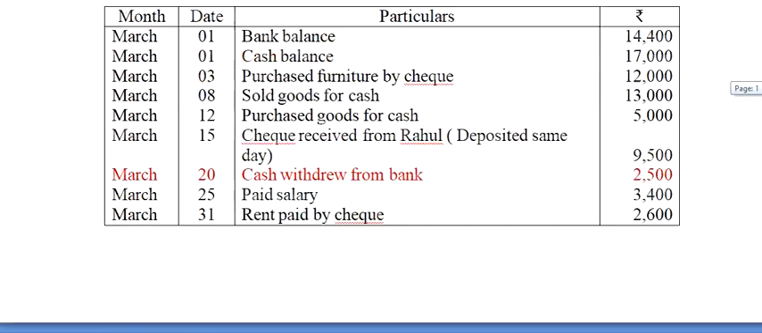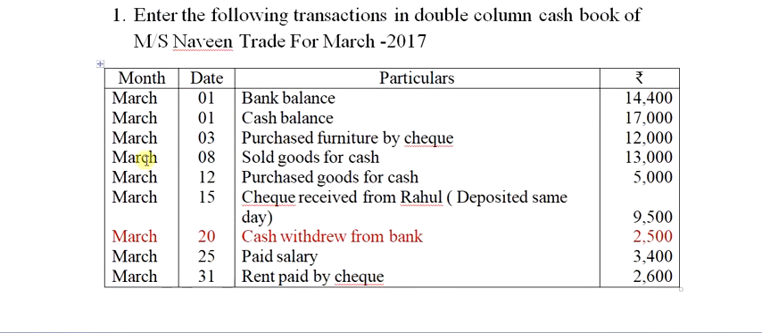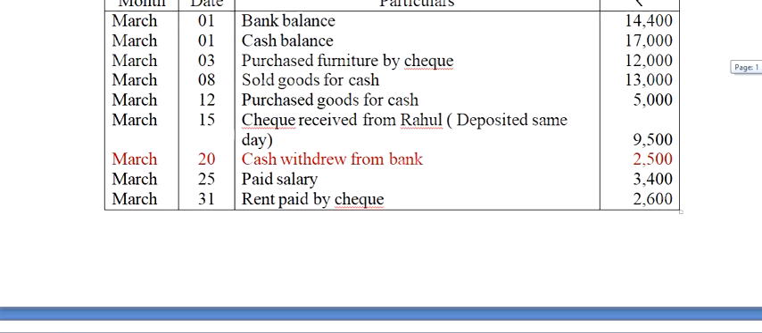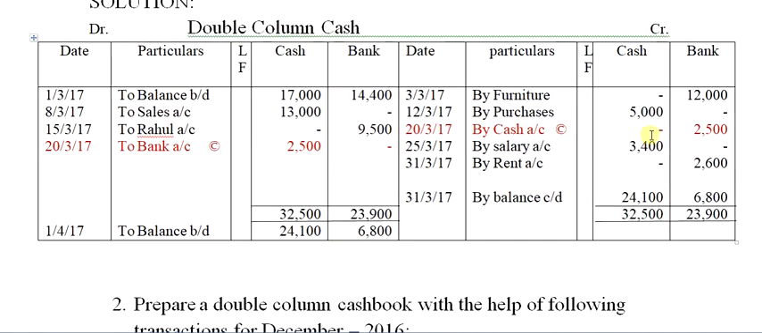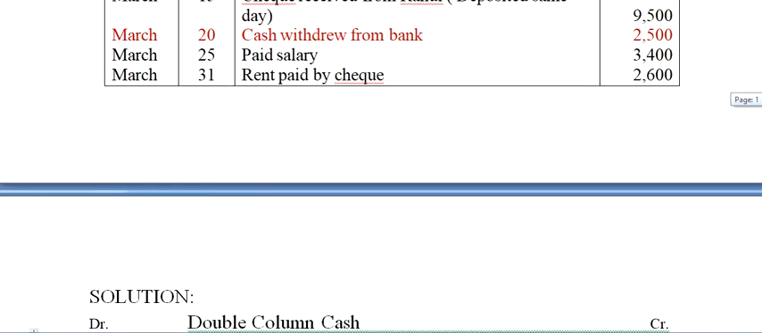And again, next point, what is given here? See here. On March 12th, purchased goods for cash rupees 5,000. When we purchase goods for cash, what happens? Our cash balance reduces. So automatically what happens here? We should consider by purchases on 12/3/2017, how much it decreases? 5,000.